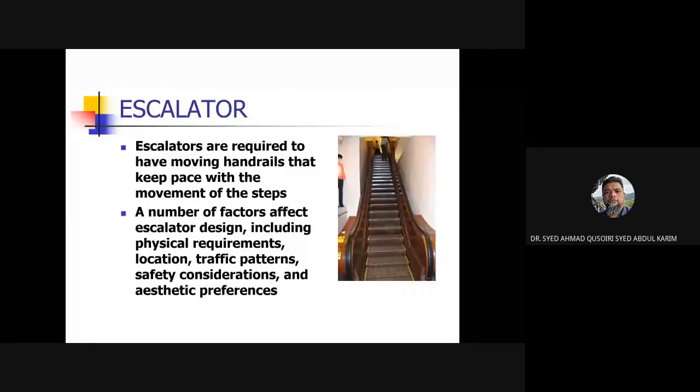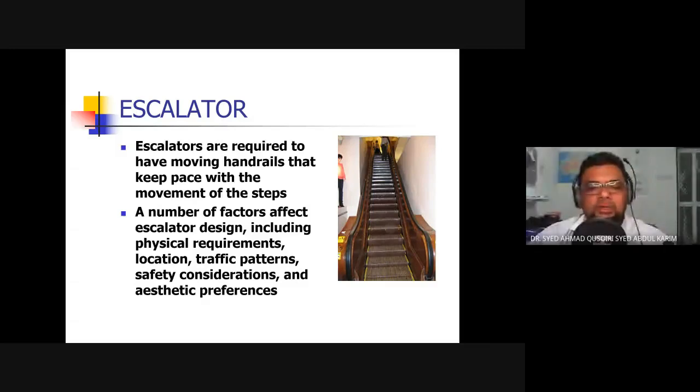In addition to the steps, escalators also must have moving handrails. These handrails will keep movement of speed, and a number of factors affect the escalator design.